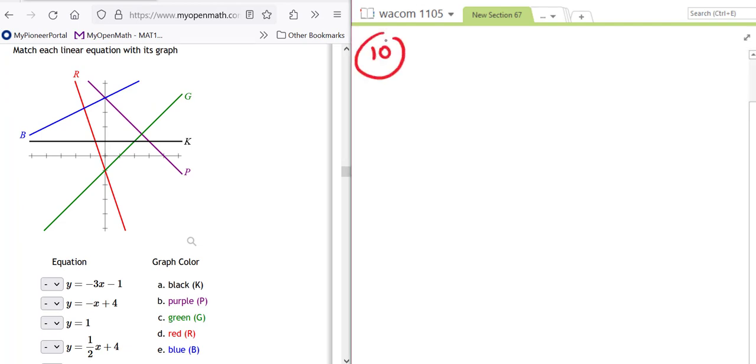So, there are 2 lines here with positive slope. B has a positive slope. G has a positive slope. All right, 2 of them have negative slopes. R and P. They go down as you go right.